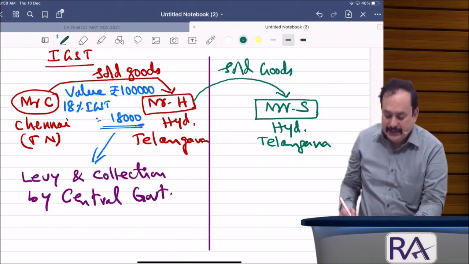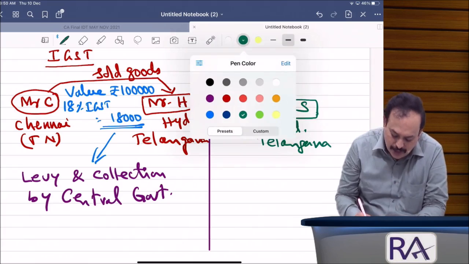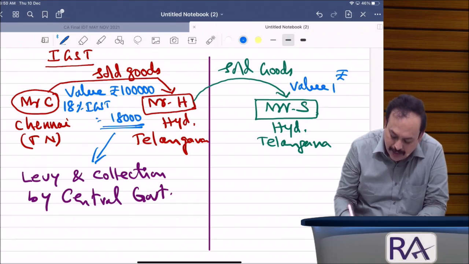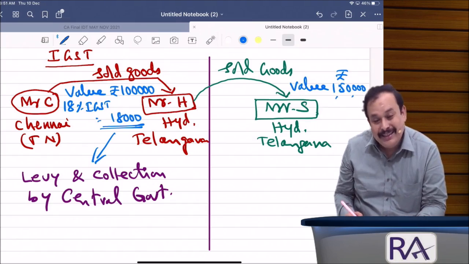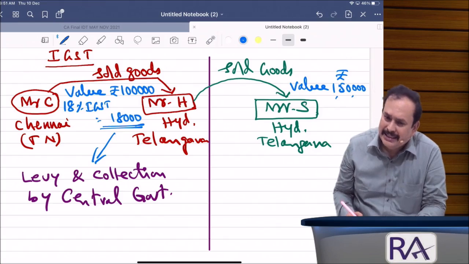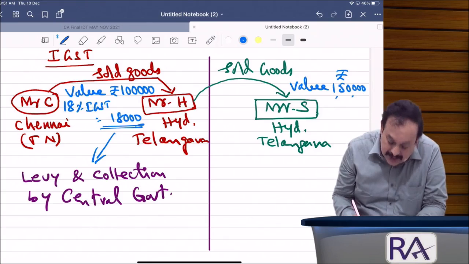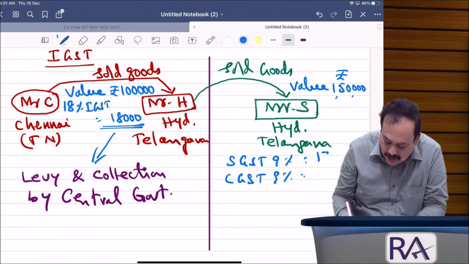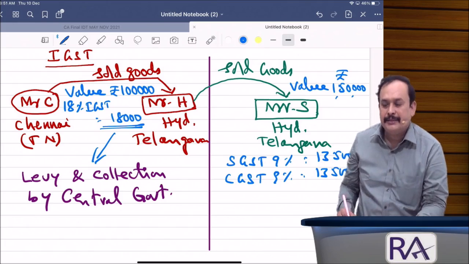Now what happened here? He sold for, let us say for example, what rupees? I will mention the value here. As I told you, 1,50,000. Sold for 1,50,000. Liable to pay what? Intrastate, not interstate. Therefore, liable to pay SGST and CGST. SGST 9%, CGST 9%, which is, as you are aware, 13,500 and 13,500. Is it clear, sir?